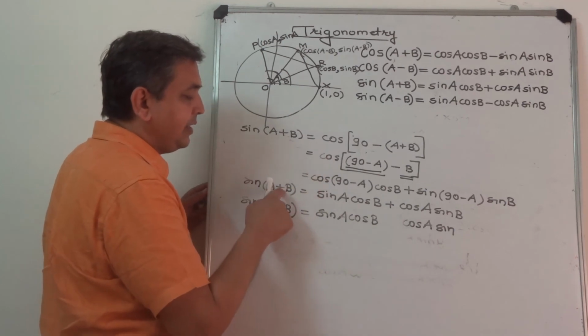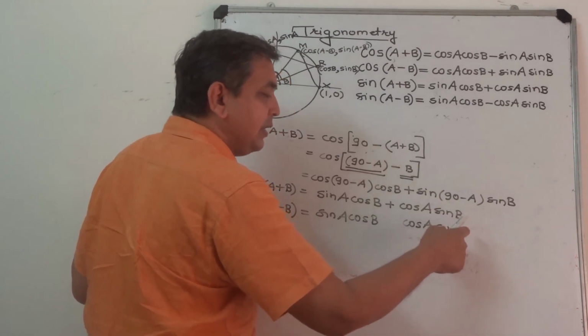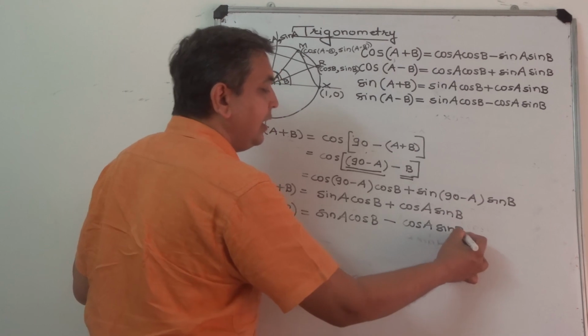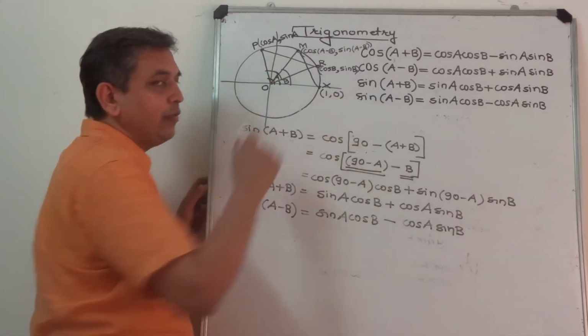We are replacing here B by minus B. So we get sin of minus B. What is sin of minus B? It is minus sin B. So minus we take outside and we write minus sin B. So that is derivation for these two formulae.